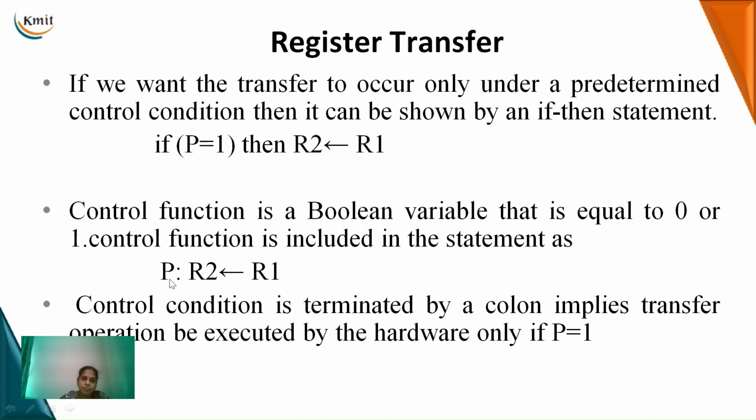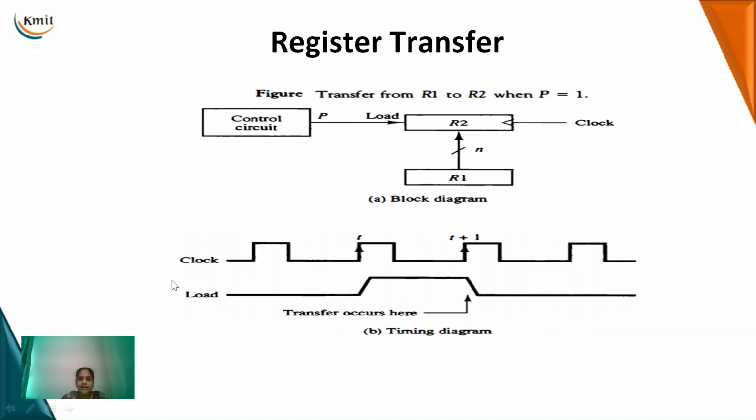A control function P is a boolean variable that takes a value of true or false, or 0 or 1. 0 means false and 1 means true. Depending upon the control function, this particular transfer operation will take place. The control condition is terminated by a colon, and it implies the transfer operation will be executed by the hardware only if P is equal to 1, that is, if the condition is satisfied. We'll see this with the help of a block diagram.